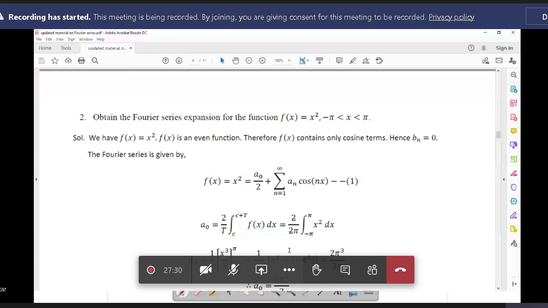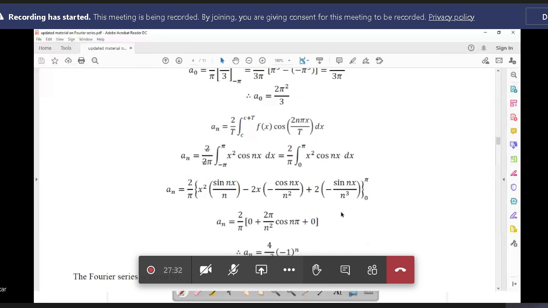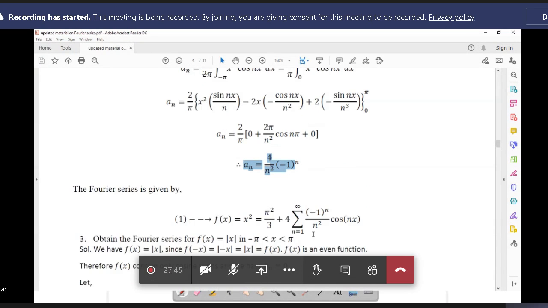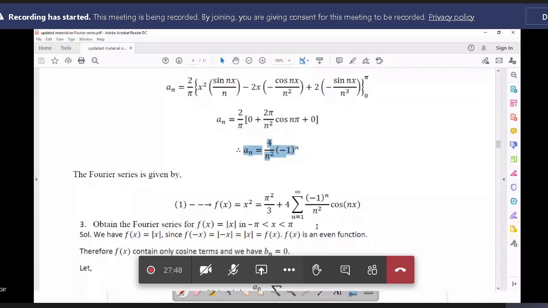Have any doubt? You can clarify your doubts. Okay, we got a naught as 2 pi square by 3 and an is 4 by n square into minus 1 power n. Okay, now we take another example, that is f of x is equal to mod x in the interval minus pi to pi.